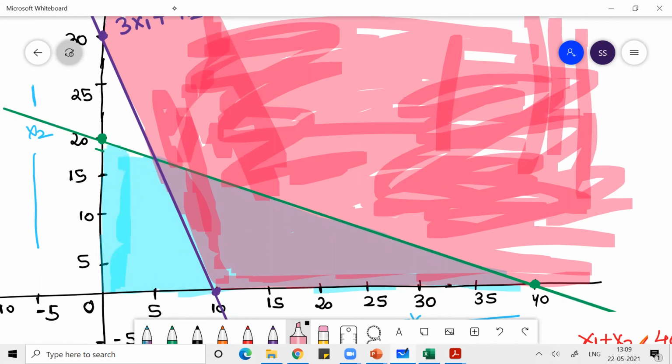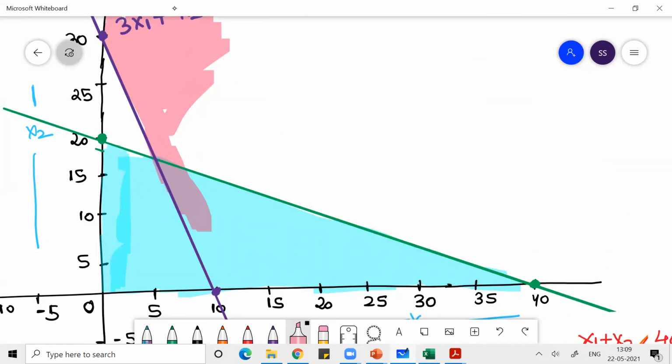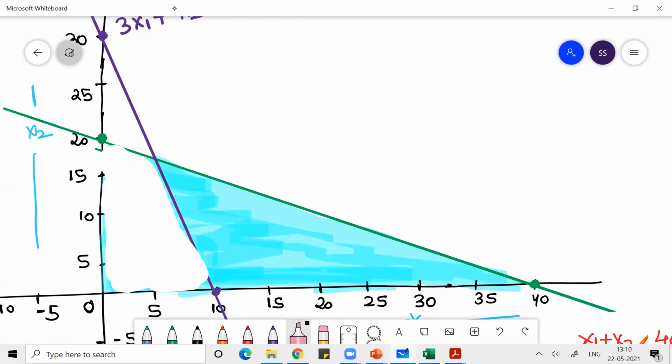Now guys, what you need to understand is that I have tried to determine the region of the two lines. First one was less than or equal to, next one is greater than or equal to. Your feasible region is that region which is common in both the graphs. Try to find that region which is common in both the graphs. That is your feasible region.